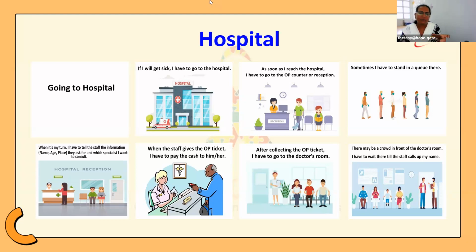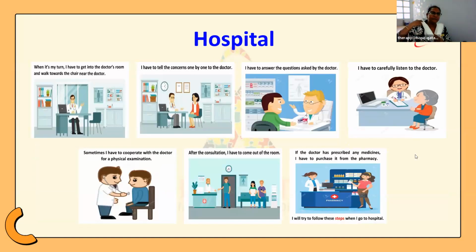When the staff gives the OP ticket, I have to pay the cash. After collecting the OP ticket, I have to go to the doctor's room. Still here is your descriptive sentence. The next one, there may be a crowd in front of the doctor's room. I have to wait there till the staff calls my name. So here, what is happening? The perspective sentence starts.